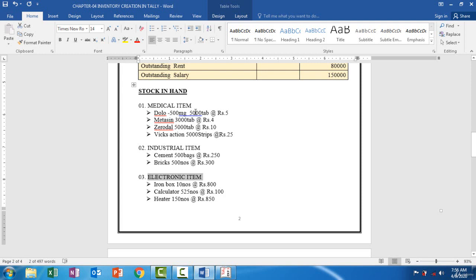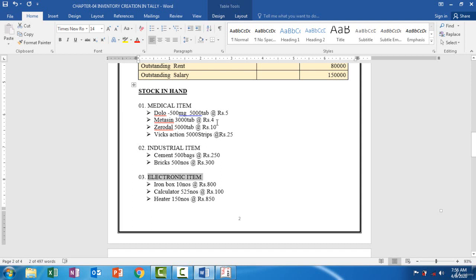The second one is measurement. If you look at the measurement, it's a tab. 500 mg, 5000 tab. You can see here, this is also tab, this is also tab, but it's strips. Strips means the card of medicines or tablet strips. So 5000 strips. And bags, here is numbers. So there are 4 units of measurement in this stock group, right?